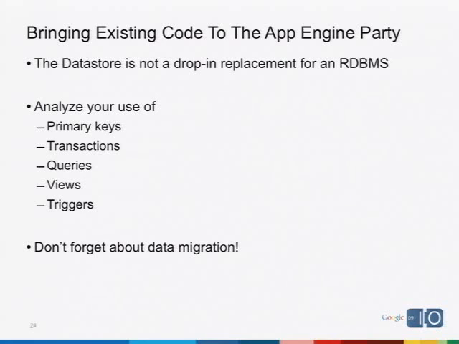So let's talk about some strategies for migrating existing code to App Engine. And I know I hammered this point home at the beginning, but I'm going to say it again. The data store is not a relational database. It is not a drop-in replacement for a relational database. So even though we are talking about Java persistence standards, which are oftentimes used to persist things in relational databases, that does not mean that the App Engine data store is a relational database.